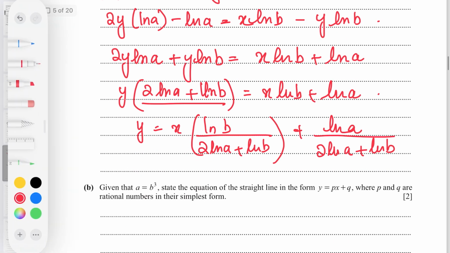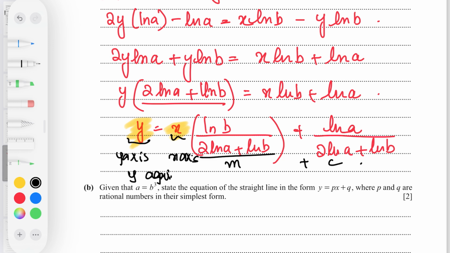So we can see from here, y-axis, my x-axis, this is going to be my gradient, and this is going to be my y-intercept. So I've shaded it with green color. We can say my y-axis, my x-axis, my gradient plus c. So y against x is a straight line.